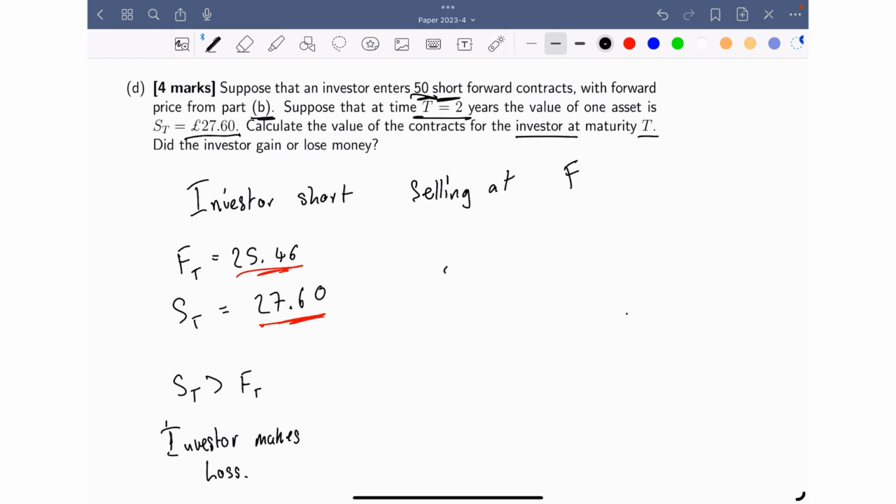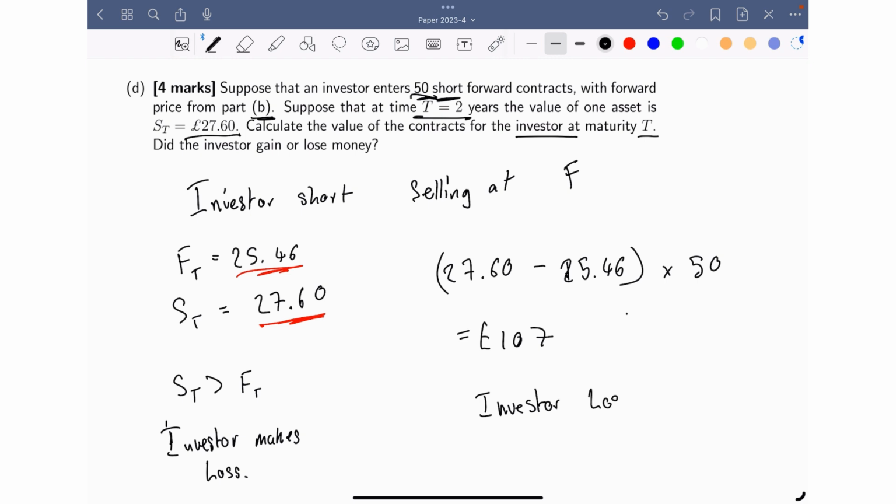And to calculate that loss, it's just the difference between the current spot value and the value of the forward contract, and then times the number of contracts, which is around £107, not 10.7. And that is the entire paper 2023 to 4. I'll do 2022 to 2024, and if you have any questions, let me know.